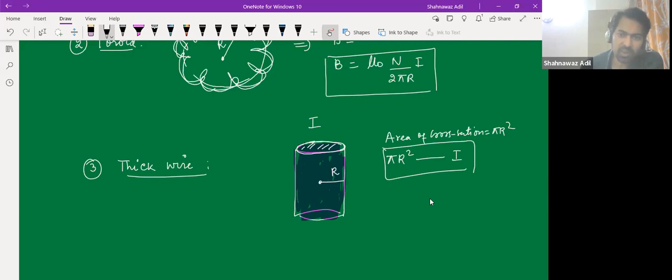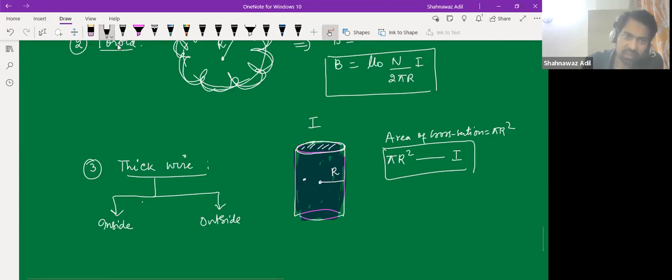Let's say that we want to calculate the magnetic field. For a thick wire, there are two regions: one is inside the wire, the other is outside. Inside is this point, and let's say this distance is small r. So we will make a small Amperian loop, and in this small Amperian loop, this much current will flow.